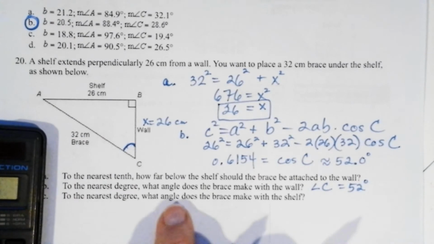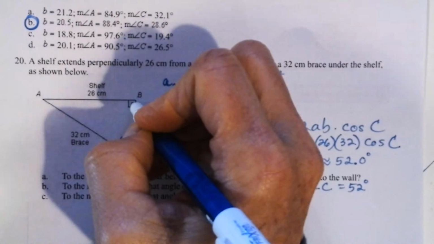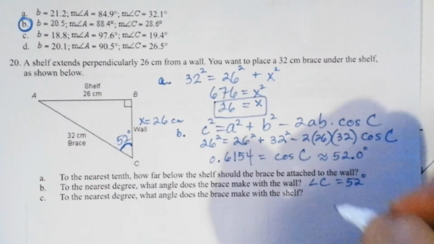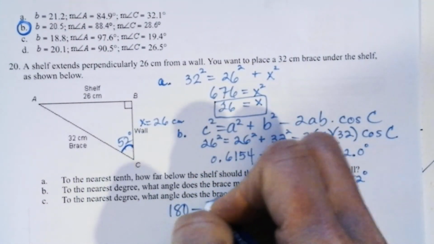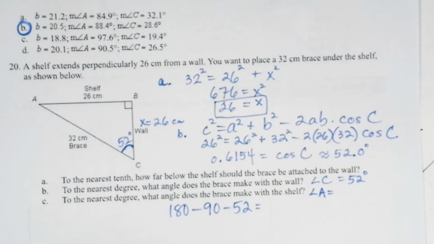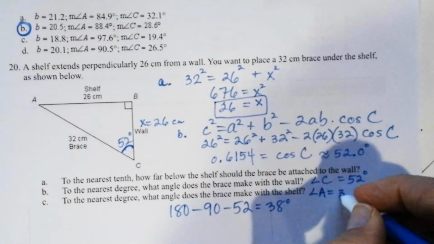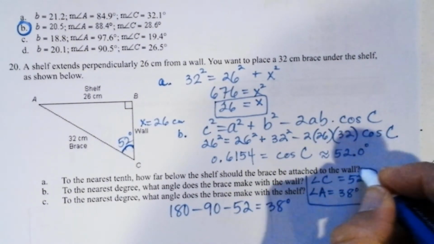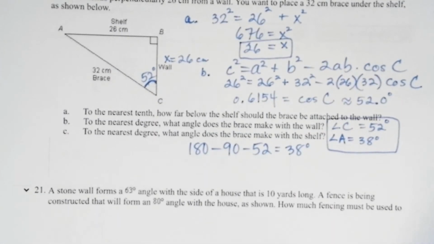And then to the nearest degree, what angle does the brace make with the shelf? If this is 52 and this is 90, then you're going to use the triangle sum theorem, so angle A is equal to 180 minus 90 minus 52, and that will give me 30. So A, B, C.